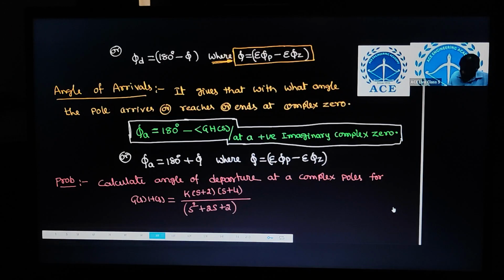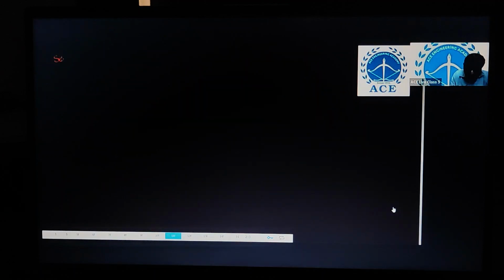Come on, do it. Represent the poles and zeros. What is G of S, H of S we taken? K into S plus 2 into S plus 4 divided by S square plus 2S plus 2. Right. First represent the poles and zeros in the display.